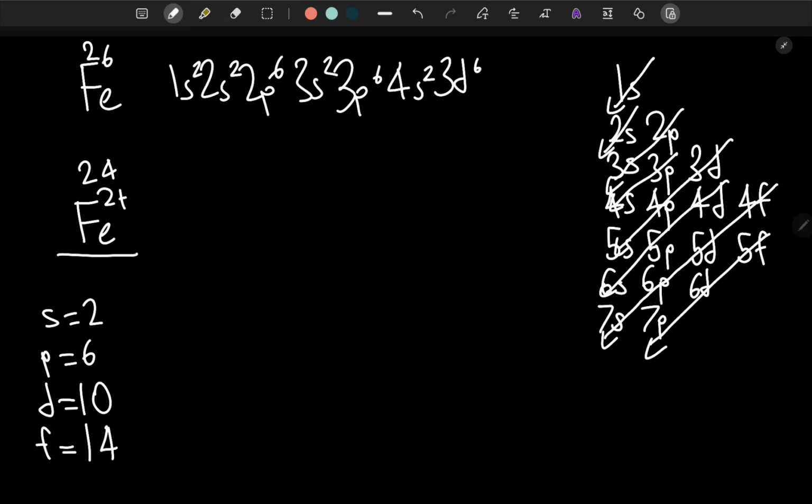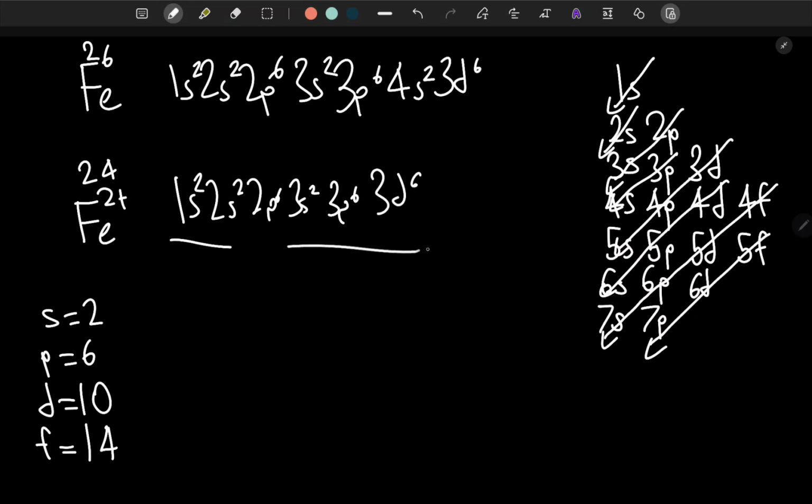Now, if we want to write the electronic configuration for Fe2+, we always want to remove the electrons from the highest energy level, meaning the 4. We have a 3 and a 4. Here we only need to remove 2, and it is perfect that there is a 4s2 here. So for Fe2+, the answer is going to be the same thing without this. If I write it right now: 1s2, 2s2, 2p6, 3s2, 3p6, and don't write the 4s2, and 3d6, and this is the final answer.